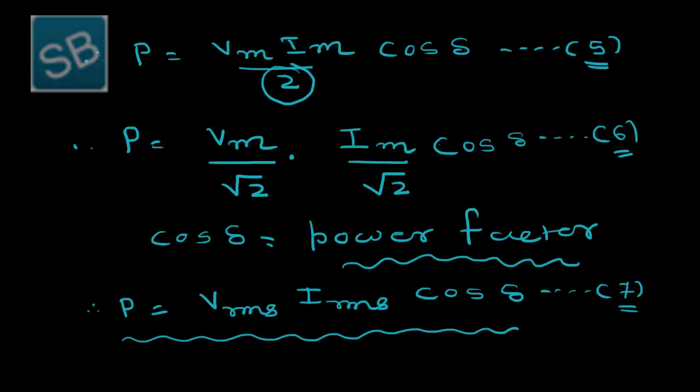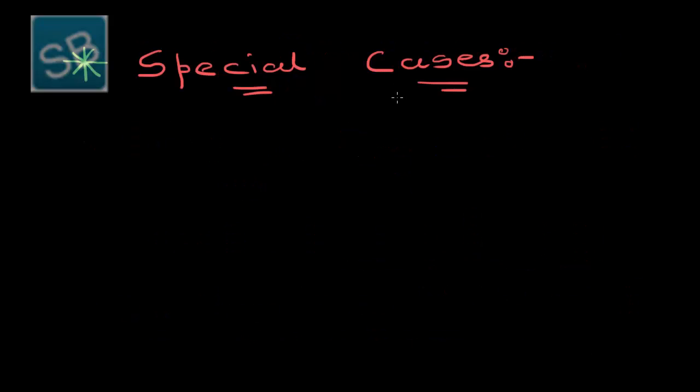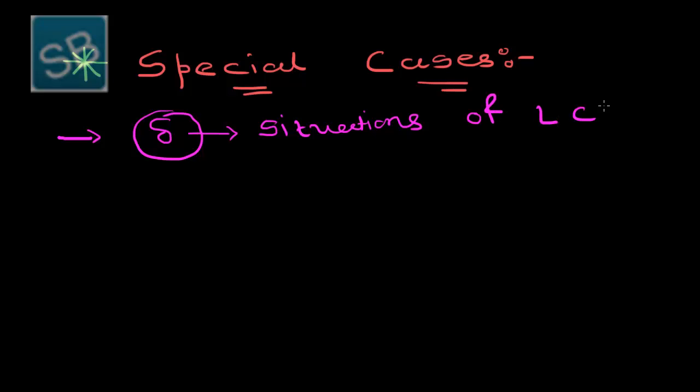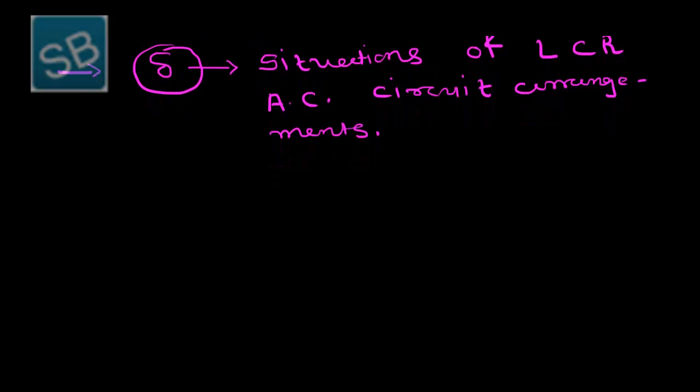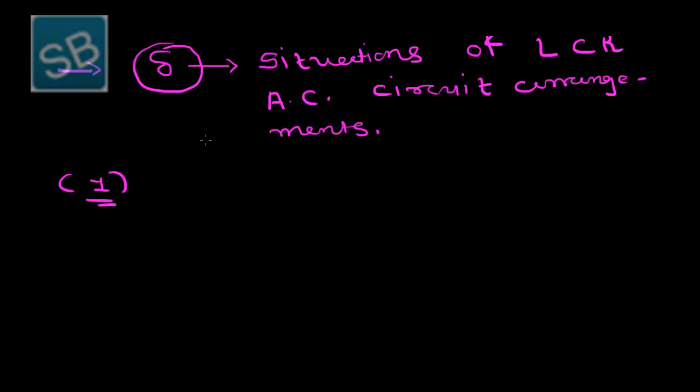Now we will see some special cases. Why is it necessary to study these special cases? Because in the power factor the phase difference is coming, and this phase difference delta between voltage V and current I depends on the situation of the LCR AC circuit arrangement. So here I am writing my first arrangement, which I consider here: the circuit with only a resistor.